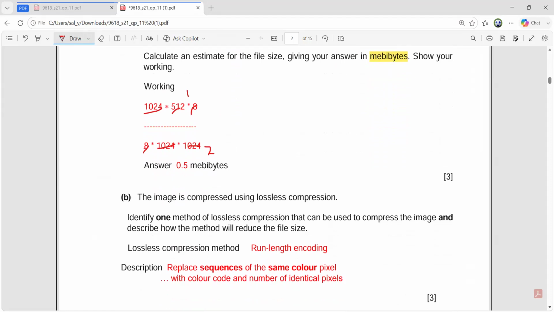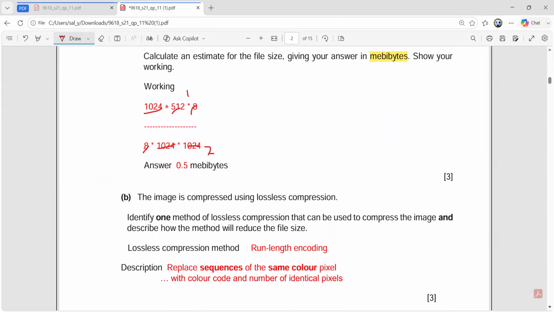Identify one method of lossless compression that can be used to compress the image and describe how the method will reduce the file size. It's a 3-mark question. First thing is you have to identify the lossless compression method, that is run length encoding or RLE. And you know what is the description?